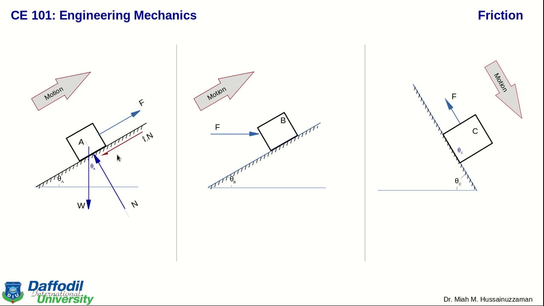Okay, so let's go to the second one. Here the problem is the same thing: the self weight, normal reaction, and the frictional resistance. And here the same thing: the self weight, vertical reaction, and the frictional resistance, because motion is in this direction, so frictional resistance is in this direction.